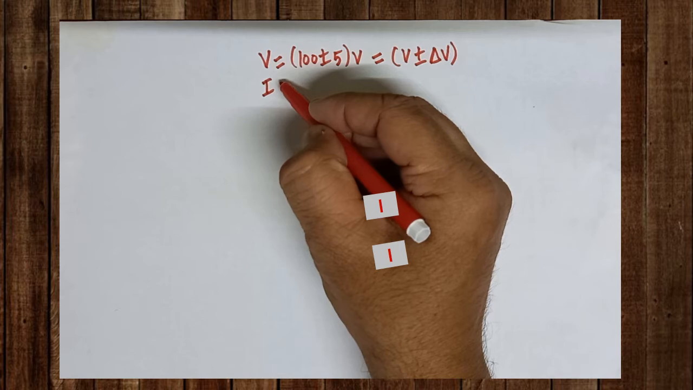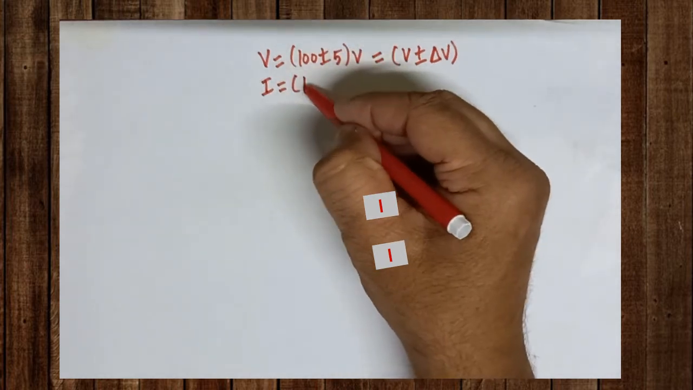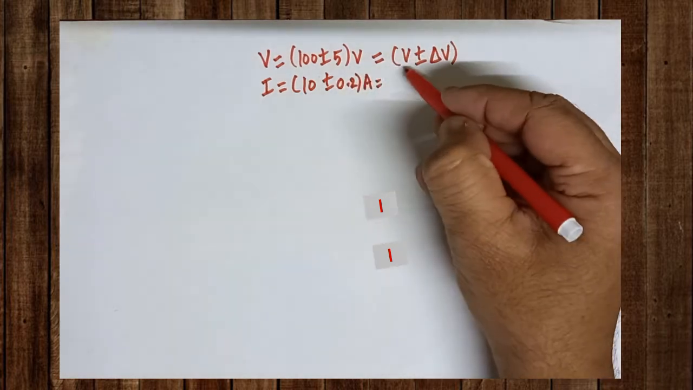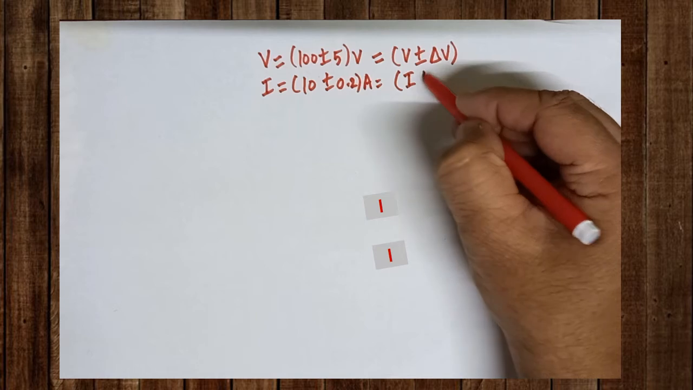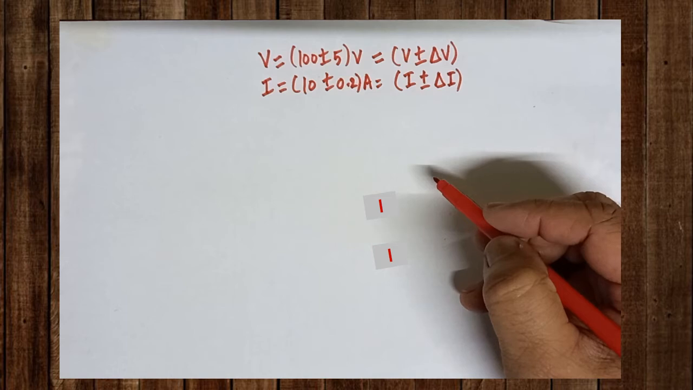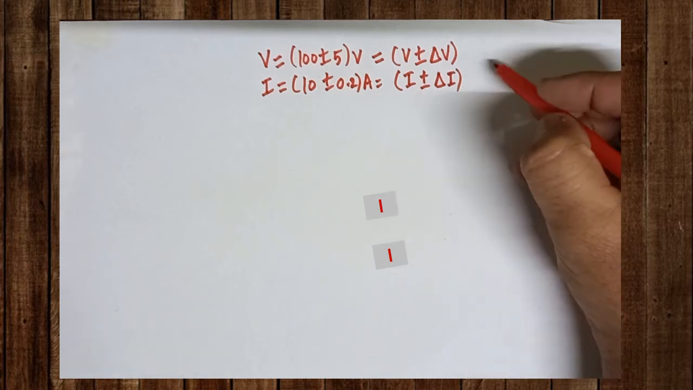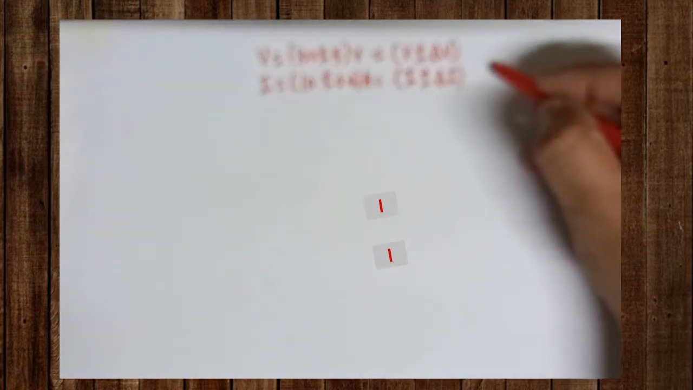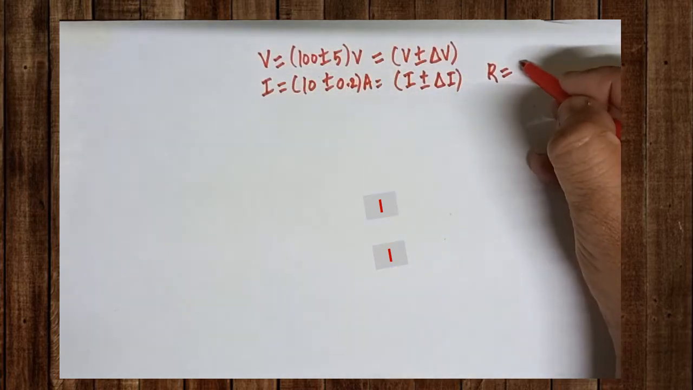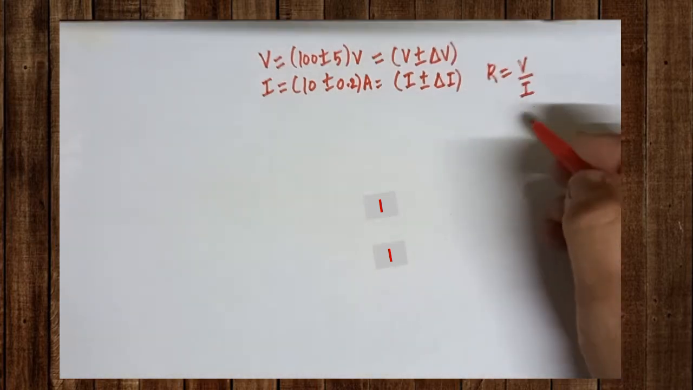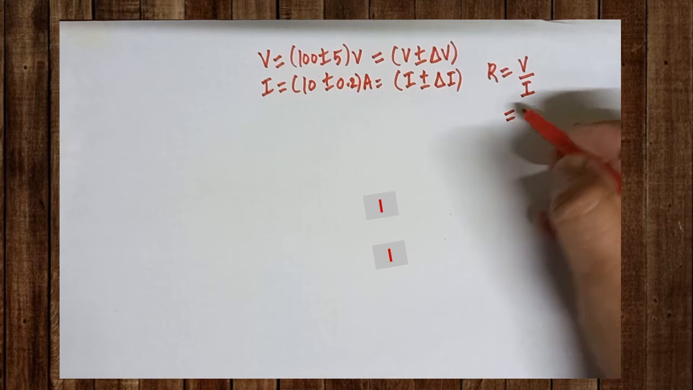The current value is also given in the problem: 10 plus or minus 0.2 ampere. The measured value of current can be written as I plus or minus del I. Here we are going to find out the resistance. By knowing the values of V and I, resistance can be calculated. How to calculate the resistance? Voltage is to be divided by current. Therefore, R is equal to V by I. Are you clear? R is equal to V by I. Substitute now. What is the value of V?